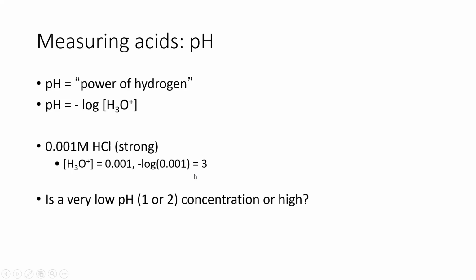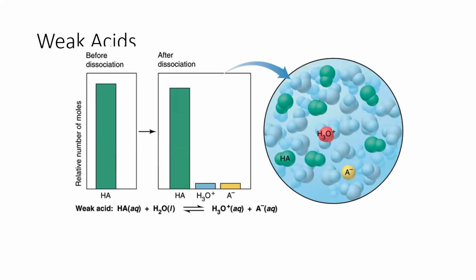Now, this is a 3. What if I have a lower number, a 1 or a 2? Is that a low concentration or high concentration? Well, the lower the pH, the smaller the power on the 10 in our scientific notation. If we compare 10 to the minus 5 to 10 to the minus 2, 10 to the minus 2 is actually a bigger number. So lower pHs actually mean higher concentrations of acids. More acidic, lower number for the pH.